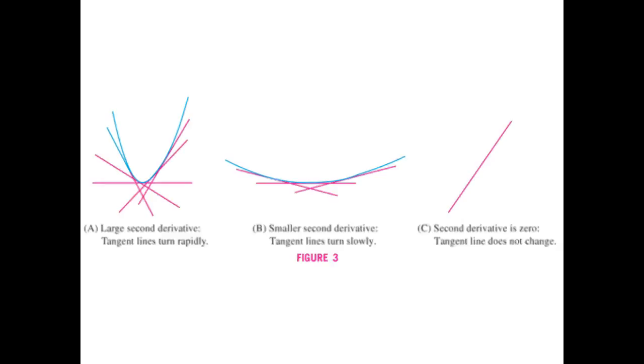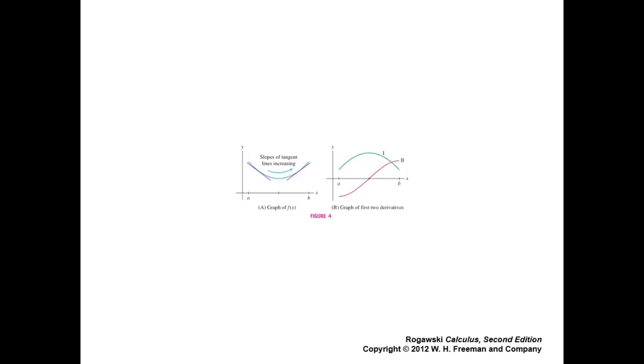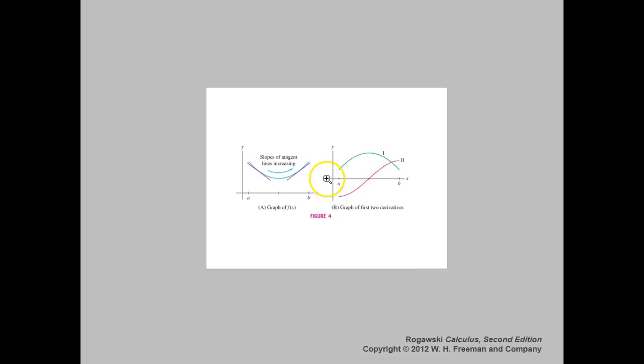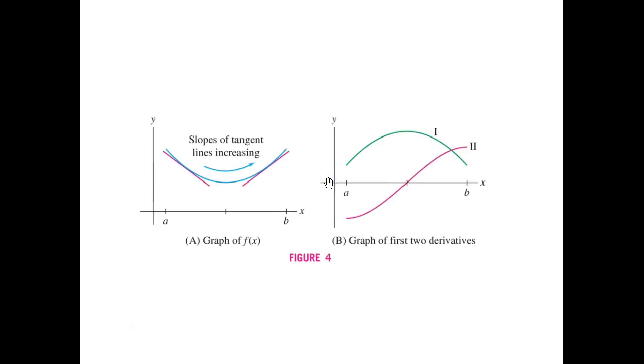Let's go to example 6. Identify curves 1 and 2 in the B part there, 4B, as the graphs of either f prime or f double prime for the function f in 4A.